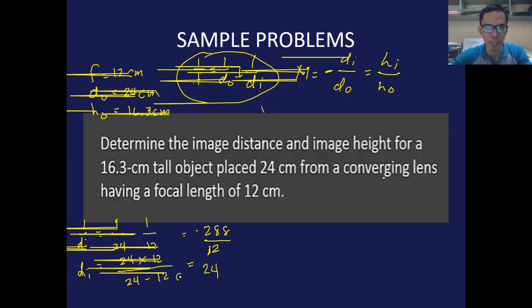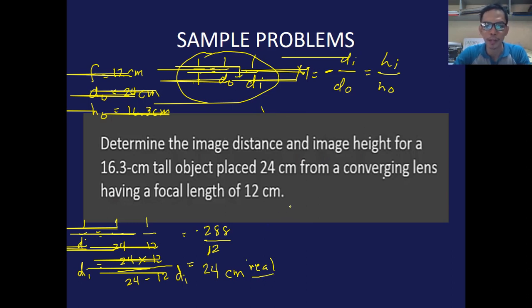So what does it mean? The distance of the image is positive, and that is 24 cm. So that is positive, meaning to say it is a real image. So this is a real image.